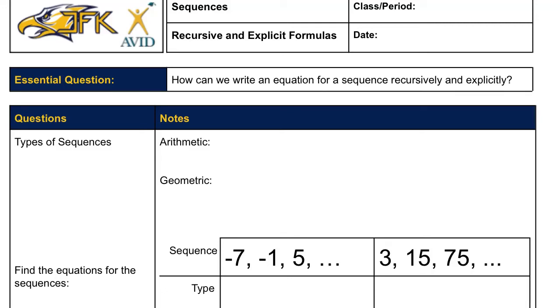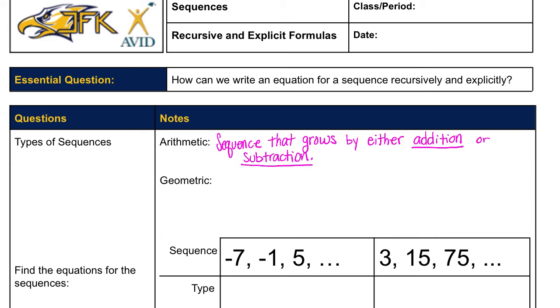This video is going to talk about the two different types of sequences. The first type of sequence that we can have is arithmetic. An arithmetic sequence is one that grows by either addition or subtraction. The other type of sequence that we can have is a geometric sequence. A geometric sequence is a sequence that grows by multiplication.